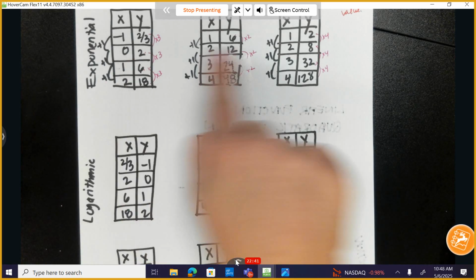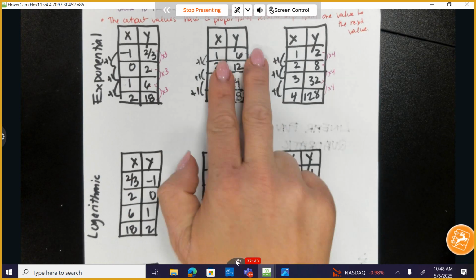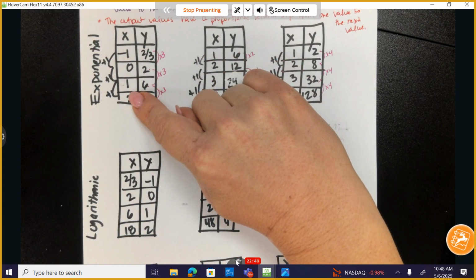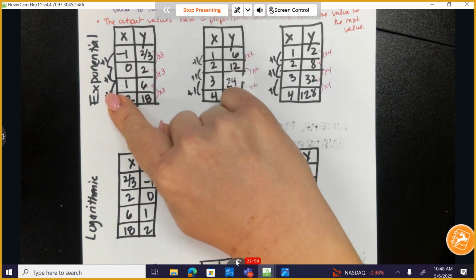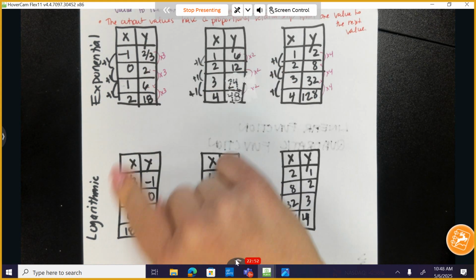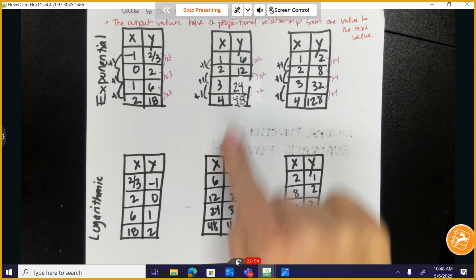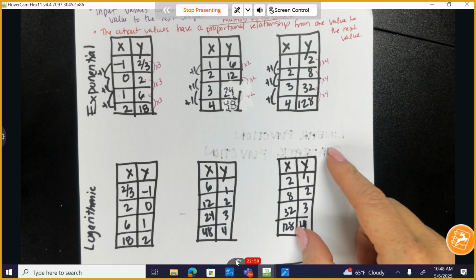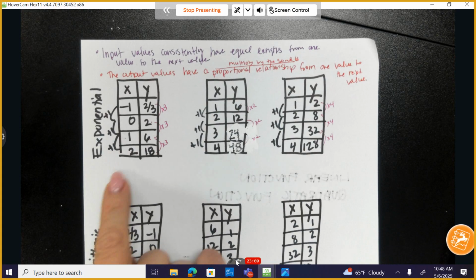If we look at these three and these three, do you see how all I did is I switched them? Do you guys see that? All I did is I switched it. So this negative 1, 0, 1, 2 went from the inputs to the outputs, and the outputs became the inputs. Does everybody see how they just switched? So when we describe the logarithmic, we also have to switch these. So please write this down.